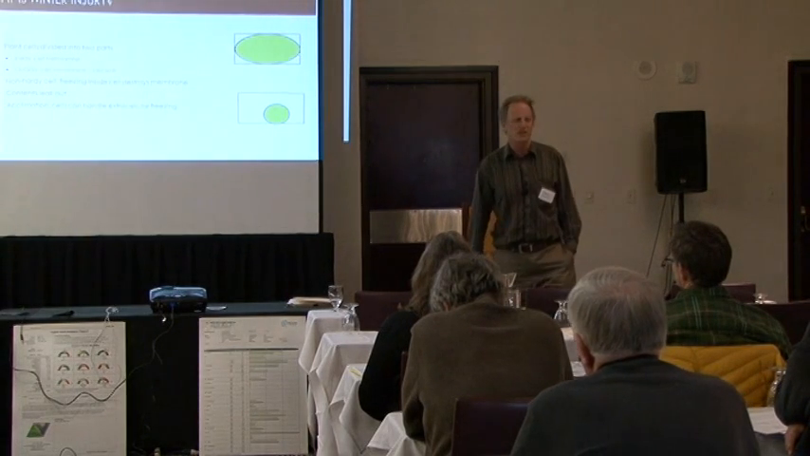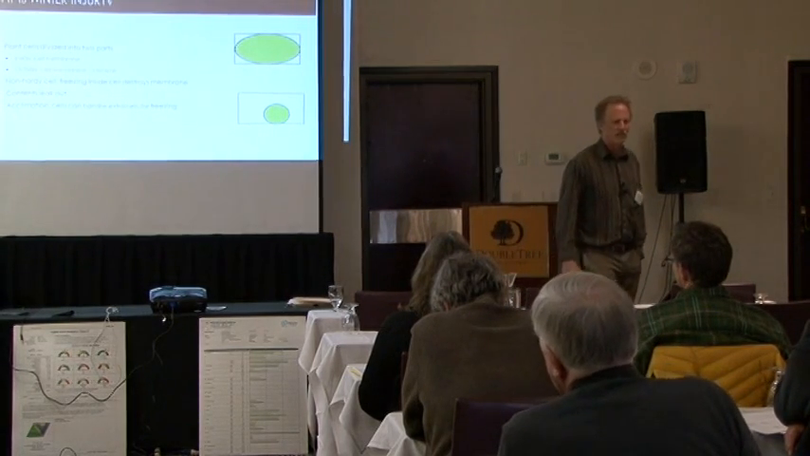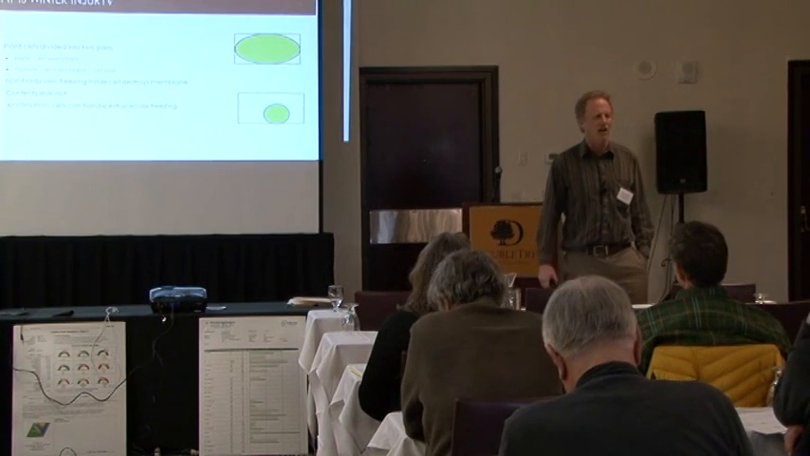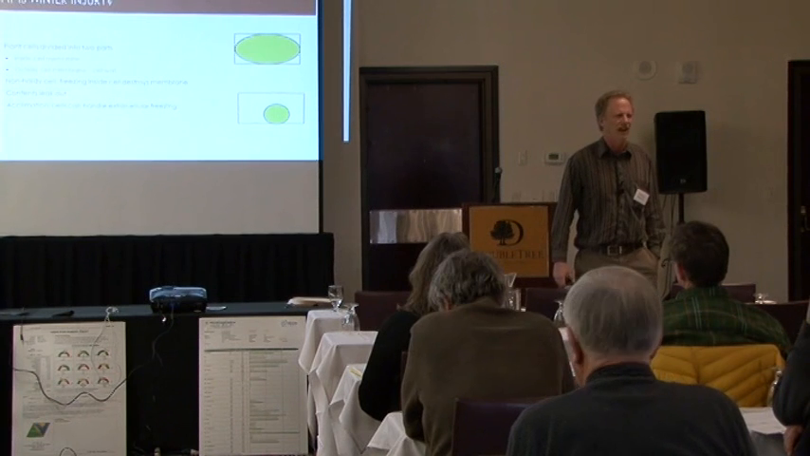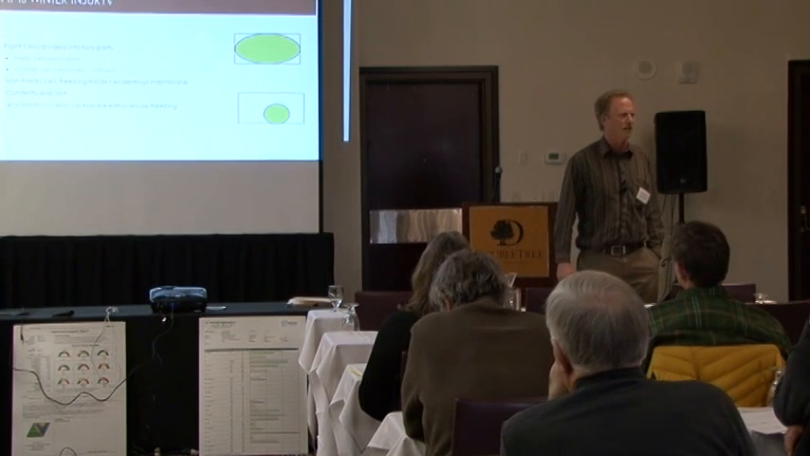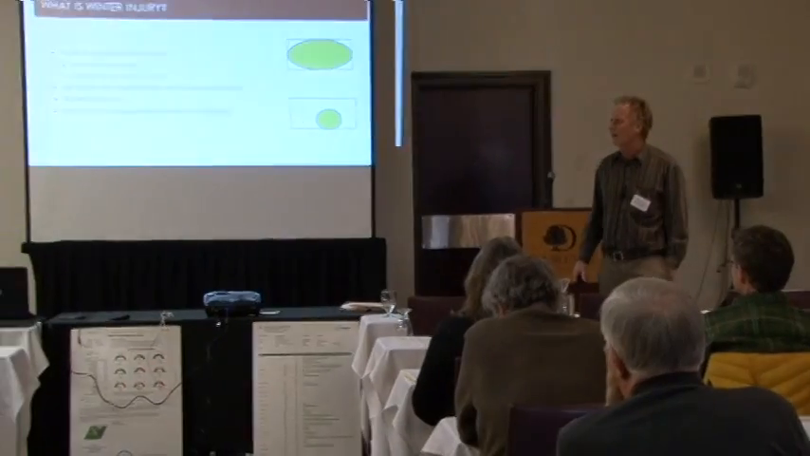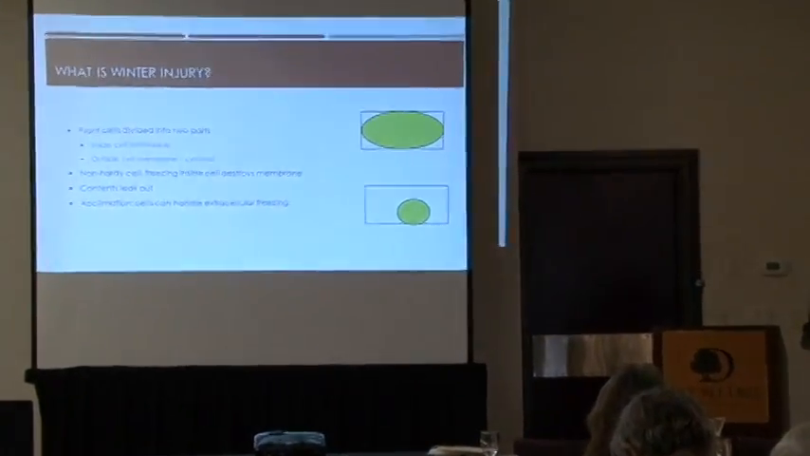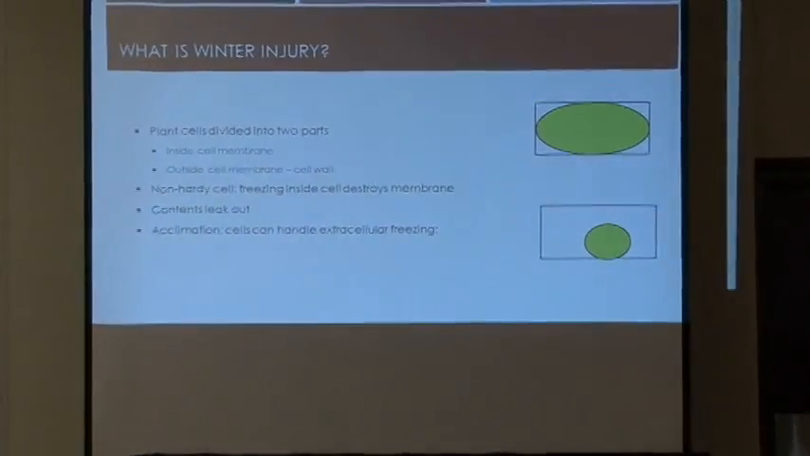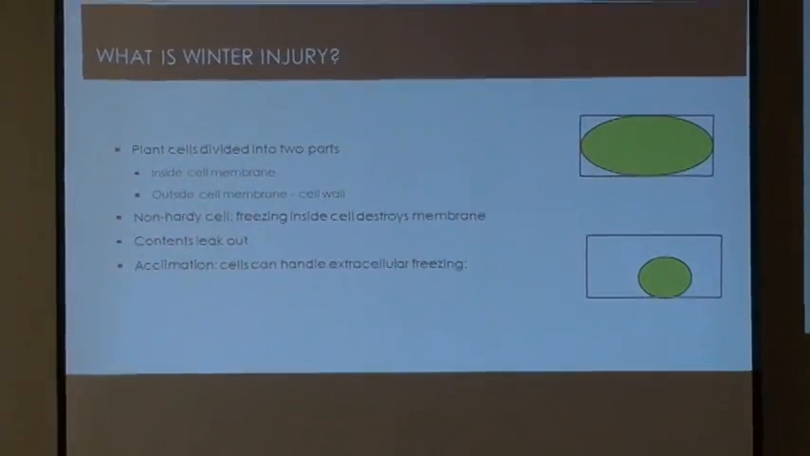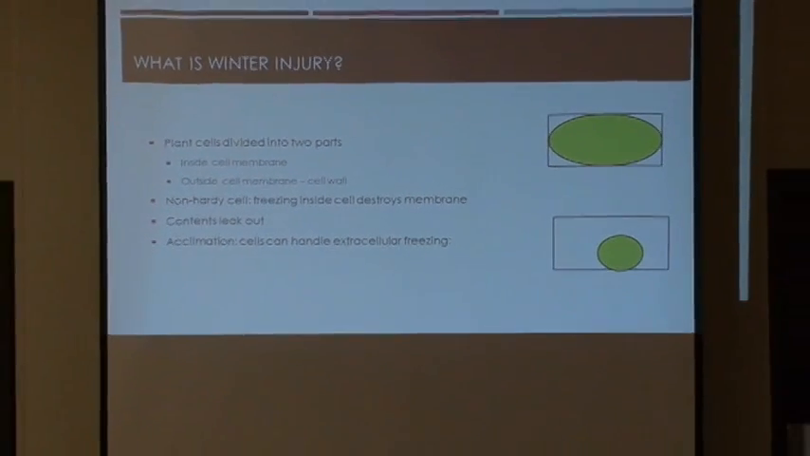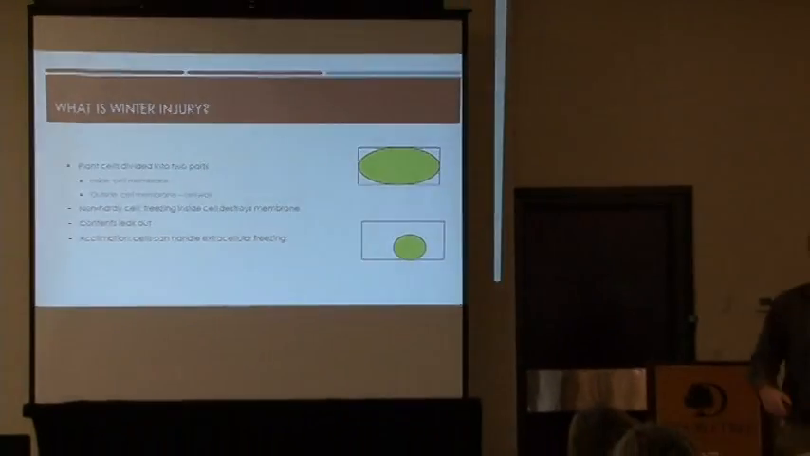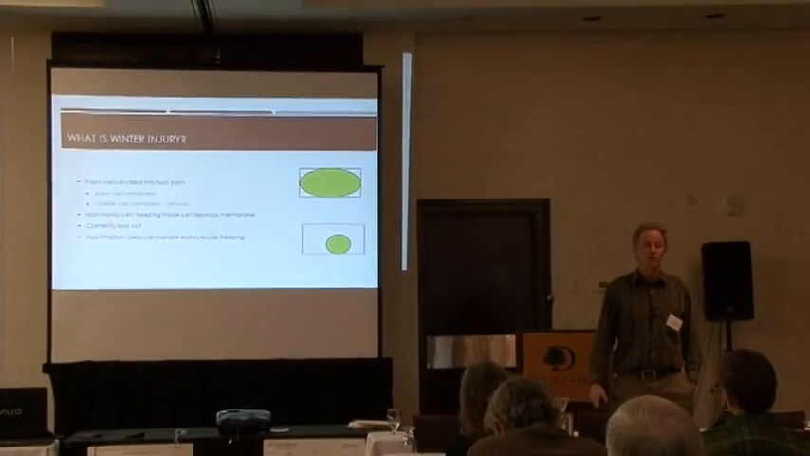So when we talk about winter injury, it's the same as frost injury, anything else. Basically, we are talking about rupturing the cells. Actually, it's a little more complicated than rupturing the cells. We're talking about rupturing the cell membrane. Because when you look at a living plant cell, it's divided into 2 distinct areas. There's inside the cell membrane, and that is where everything that you're interested in goes on.